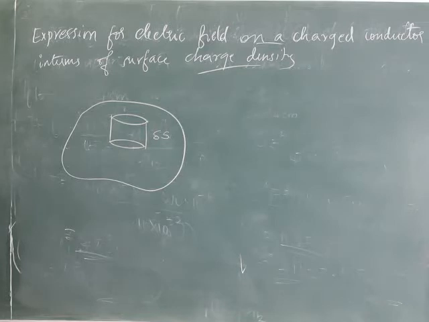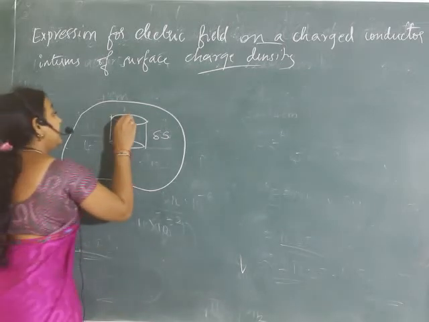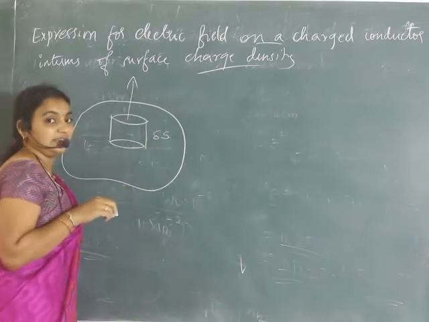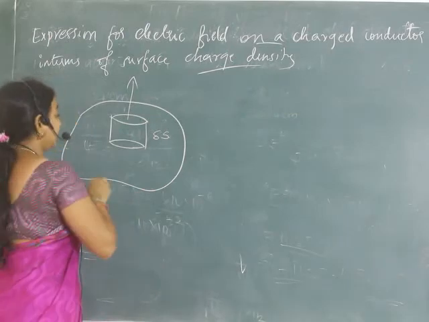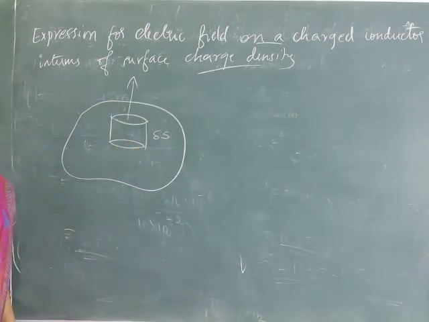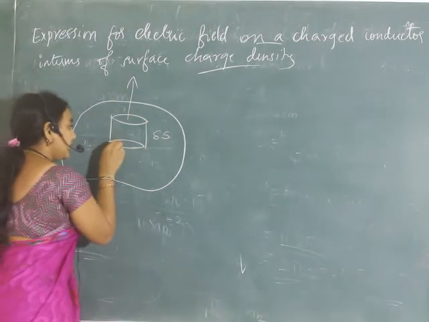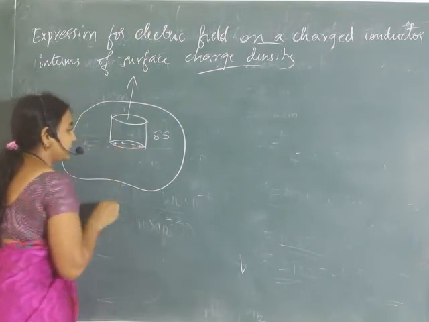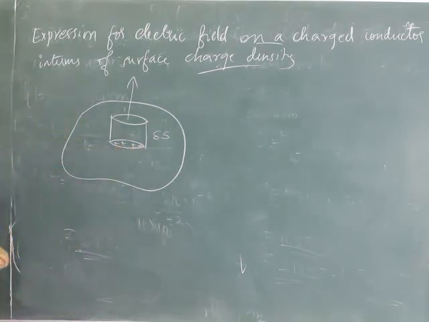Inside the conductor, electric field is 0. On the surface of the conductor, field is normal. Electric field is normal on the surface of the conductor. Inside the conductor, electric field is 0. So here it is in contact with the charged conductor. There will be charges. Inside the conductor, electric field is always 0. Outside the conductor, that is on the surface of the conductor, electric field is always normal to the surface.